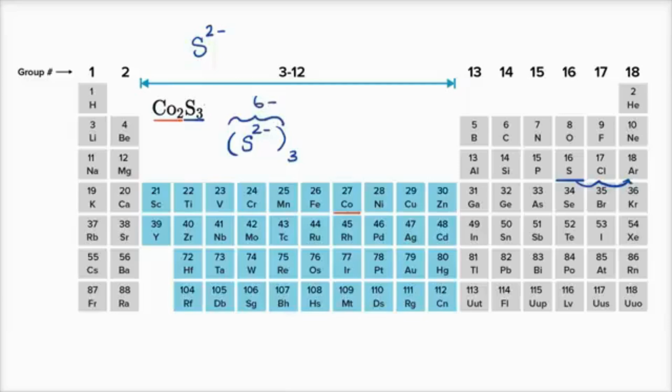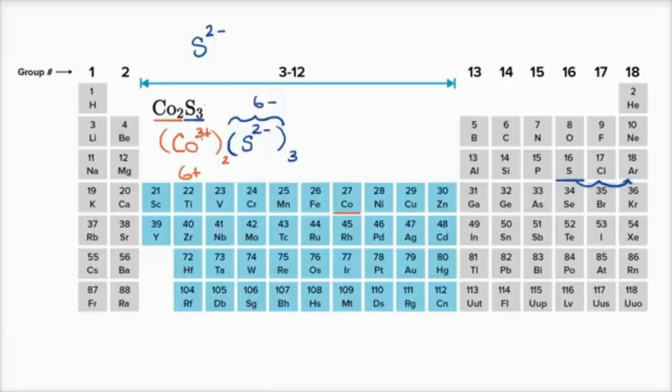And then the cobalt, we have 2 of them. And so these 2 cobalt have to offset this 6- charge. They have to have a 6+ charge. Well, that means that each of them need to have a 3+ charge. If each of these have a 3+ charge, and you have 2 of them, then you're going to have 6+ on the positive side, and you're going to have 6- from the sulfides.